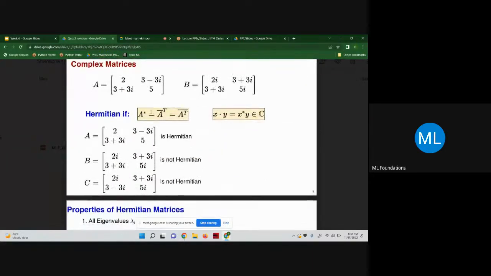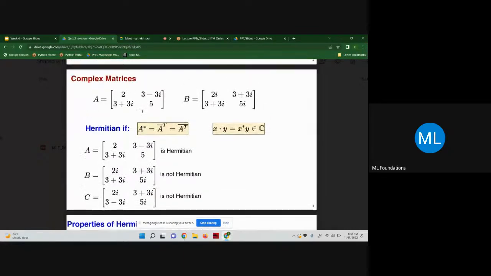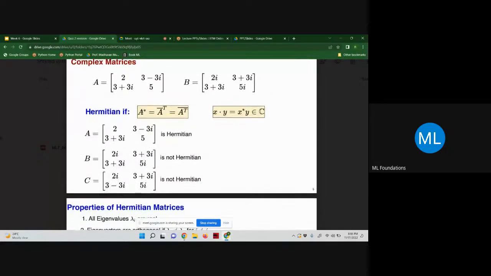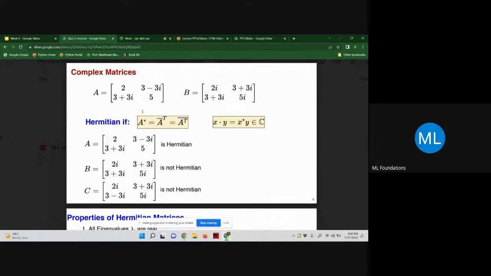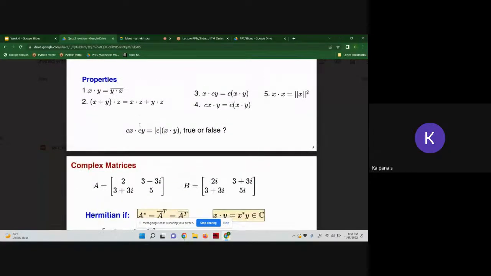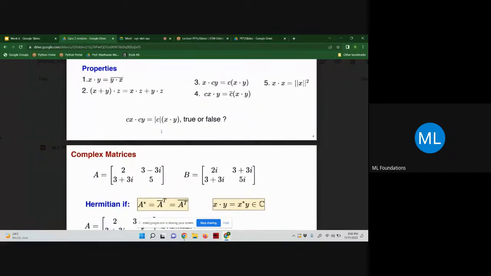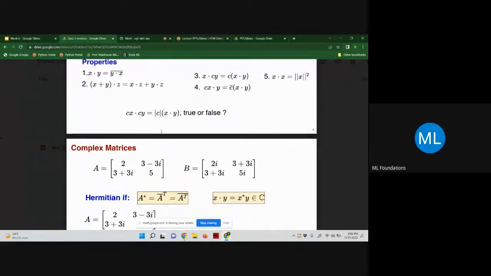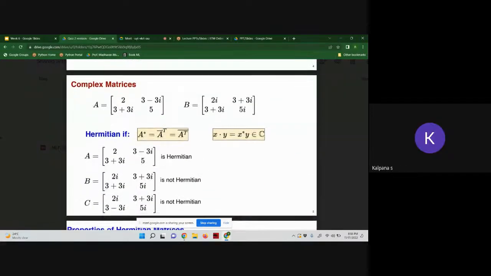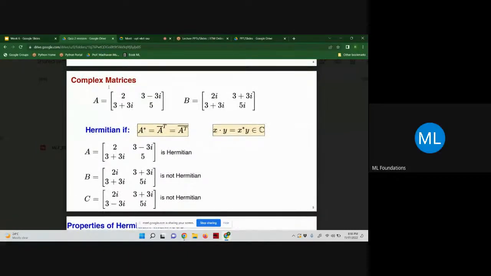Now with respect to the complex matrices, we have some important matrices. That cx dot cy is equal to mod of c the whole square. Yes, then it is true. Okay, thank you. Now we have these complex matrices.